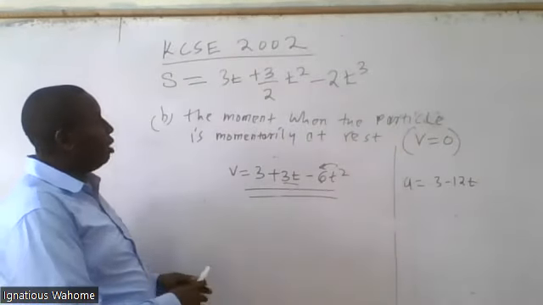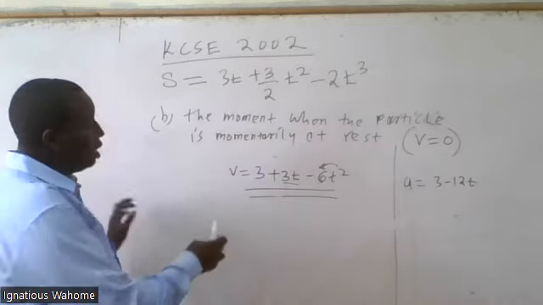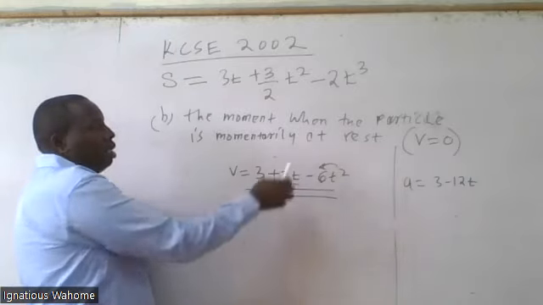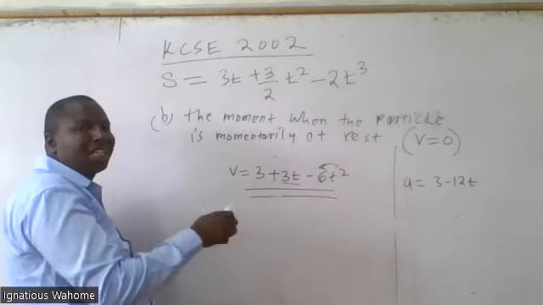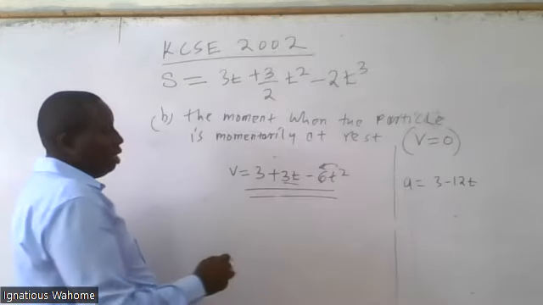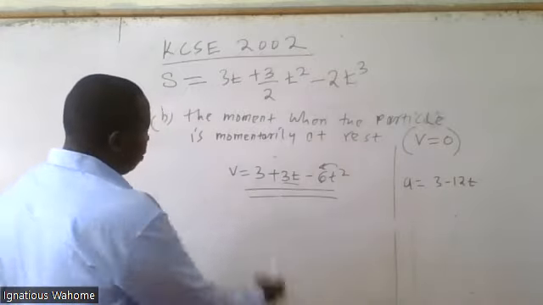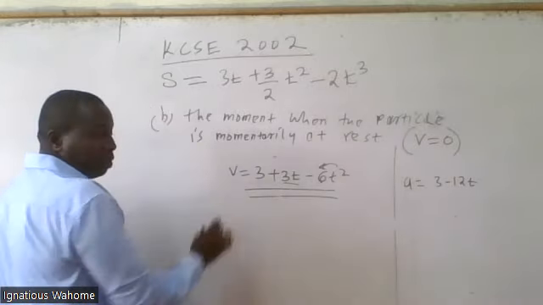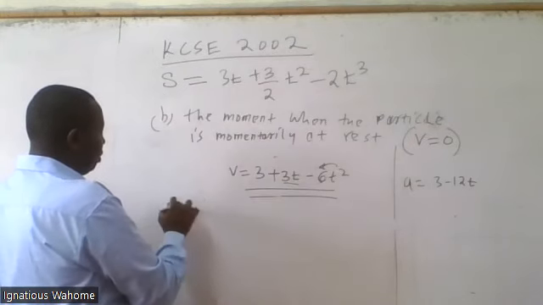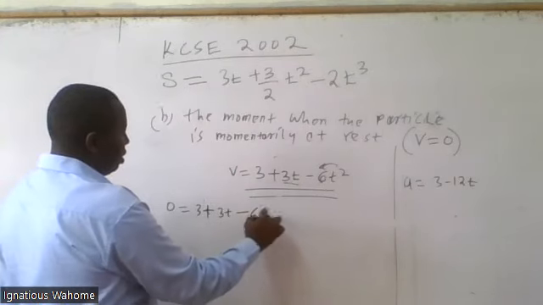Now, for this one, you are told to calculate the moment when the particle is momentarily at rest. The time at which this particle is at rest is when the velocity is equal to zero. You already have the function for the velocity. So v equals 0 here: 3 plus 3t minus 6t squared.